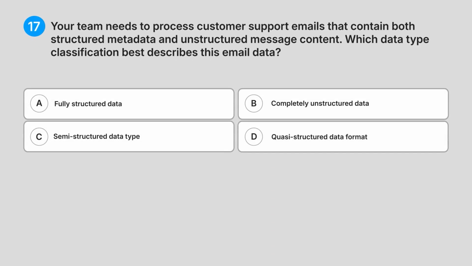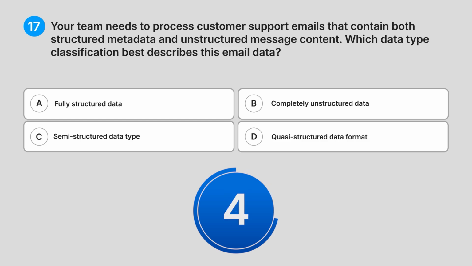17. Your team needs to process customer support emails that contain both structured metadata and unstructured message content. Which data type classification best describes this email data? A. Fully structured data. B. Completely unstructured data. C. Semi-structured data type. D. Quasi-structured data format. Can you guess the answer?